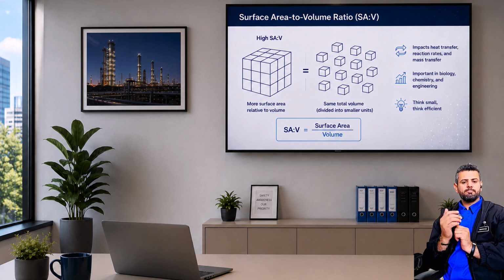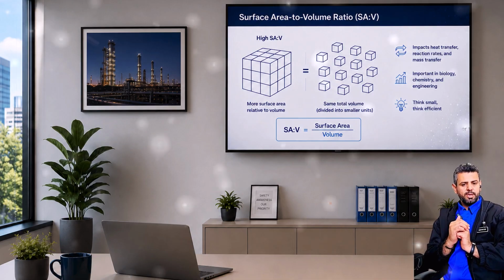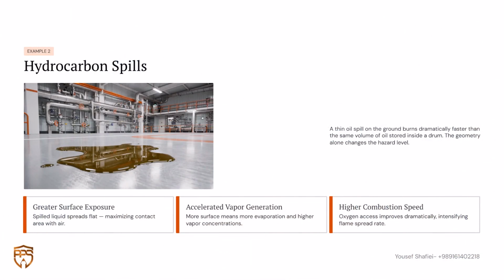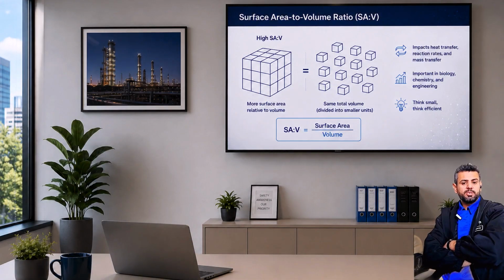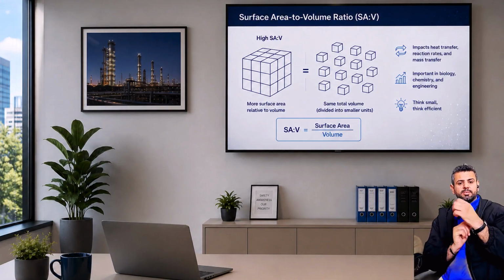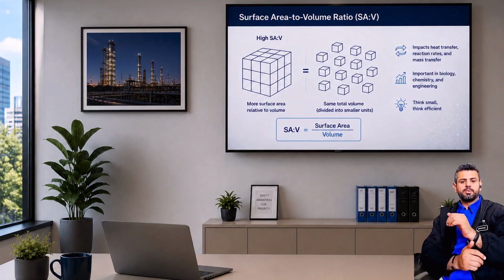Another refinery example is a hydrocarbon spill. A thin oil spill on the ground burns much faster than the same amount of oil stored inside a drum. Why? Because the oil has more exposed surface area, more vapor generation, better oxygen contact, and this increases combustion speed significantly.